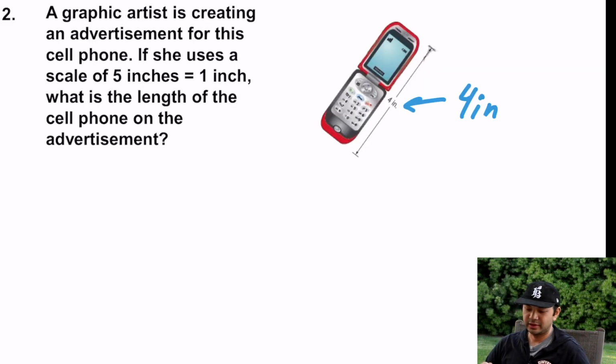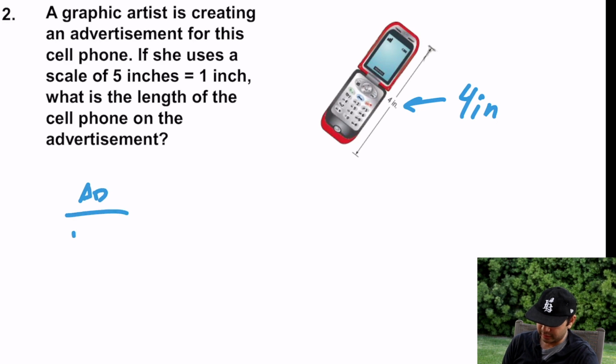So number 2, a graphic artist is creating an advertisement for this cell phone. If she uses a scale of 5 inches equals 1 inch, what is the length of the cell phone on the advertisement? So we're going to have to assume that they're making it bigger, like for a billboard or something. So here it says 5 inches, so we're going to say ad over real or actual. Okay, so the ad is 5 inches to the real, which is 1 inch.